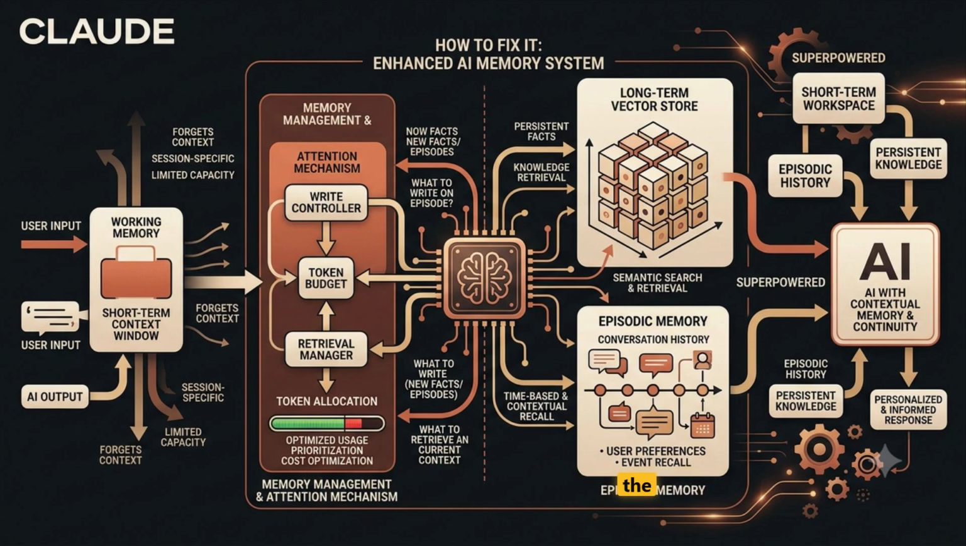Look at the token allocation meter at the bottom left. It has an optimized usage range for prioritization and cost optimization. This budget isn't fixed, it's a sliding scale. You are making hard architectural trades.